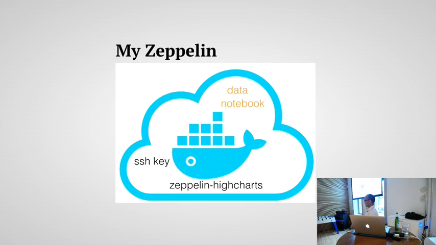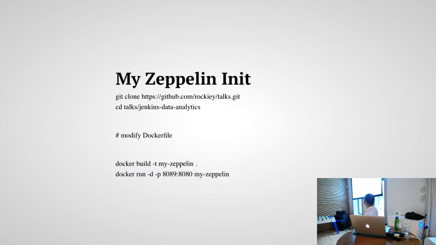Then I put a simple Docker file. Based on that Docker file, I can create my environment. Like these few steps: git clone, and then go to a directory, and possibly you need to modify this Docker file because my notebook might not suit you, and your data might be different from mine. But you can play mine as well, no problem.